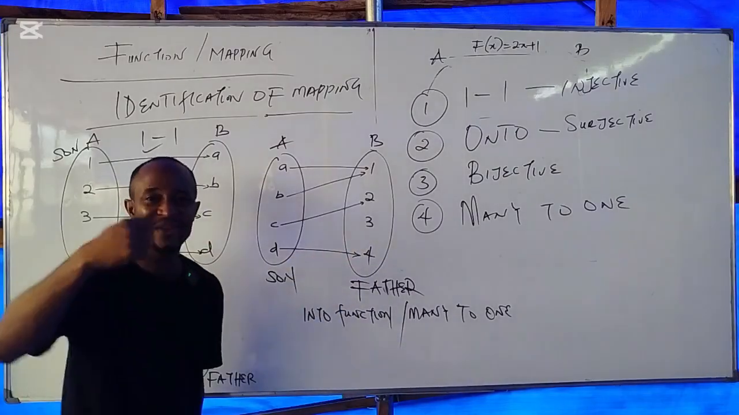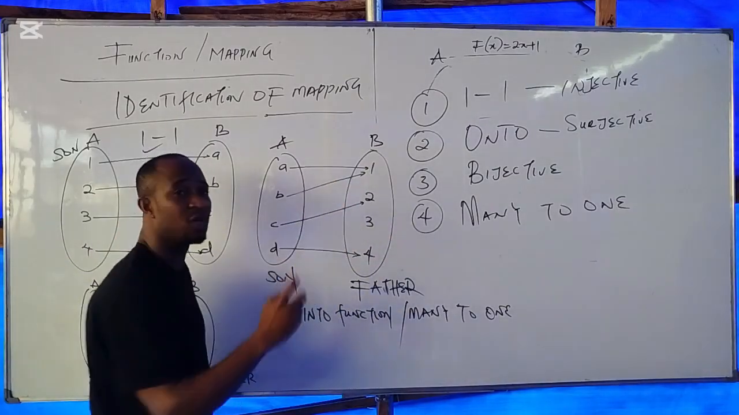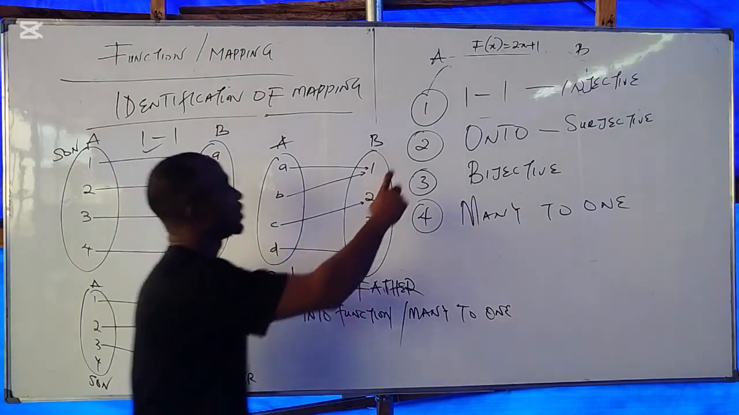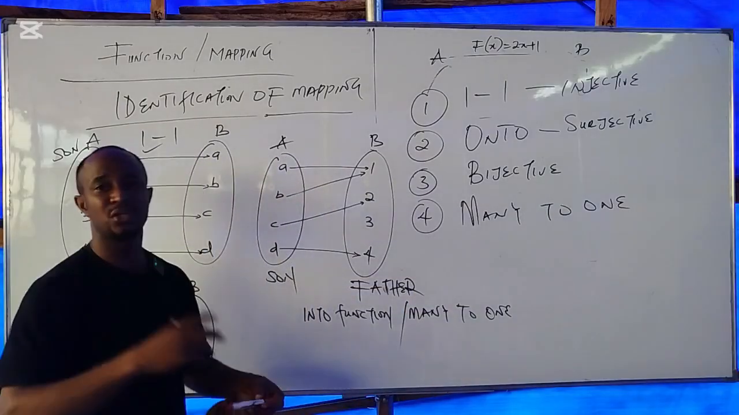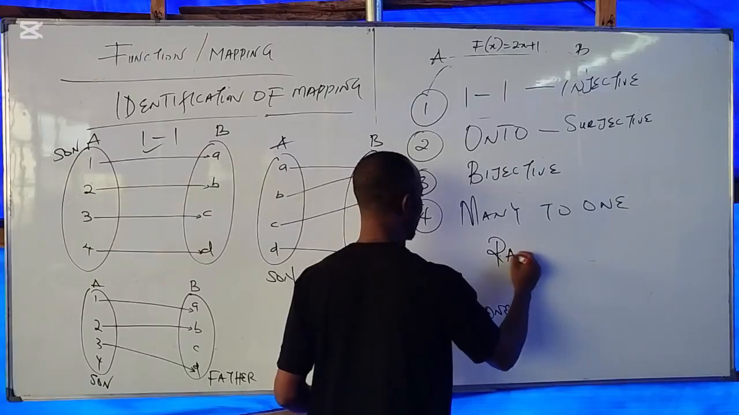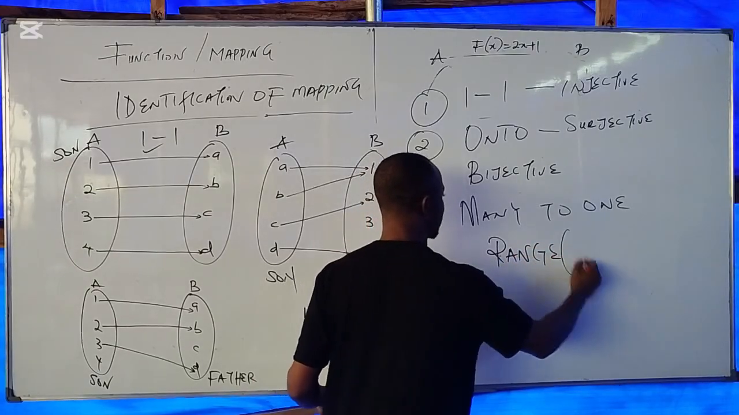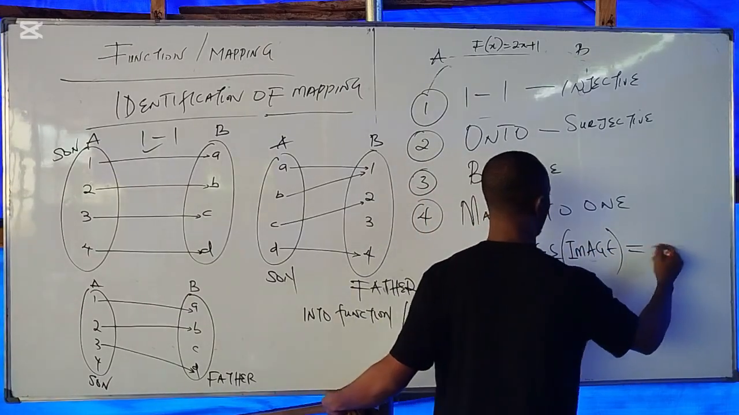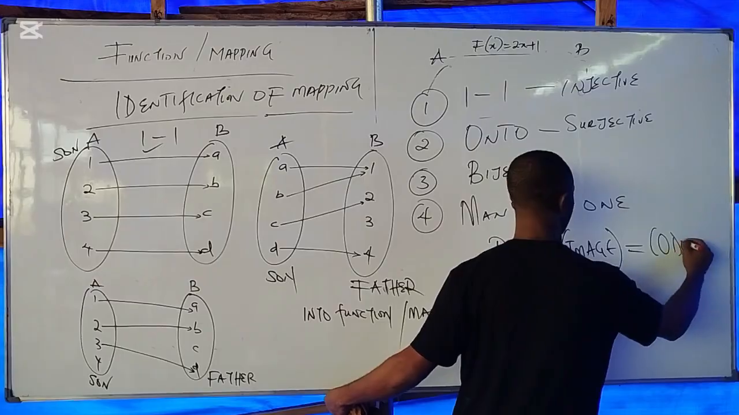The statement says every element in the codomain. Elements in the domain. That means we have an onto function. And another way to understand onto function is when the value of your range, which is also called the image, is equal to the codomain.